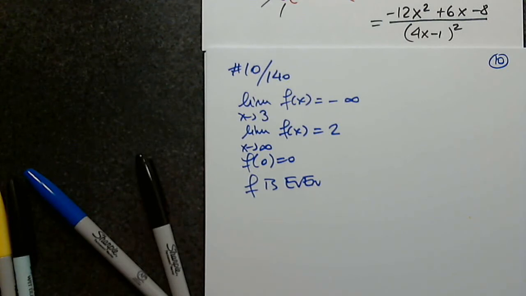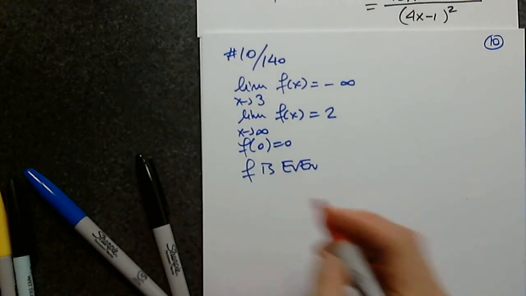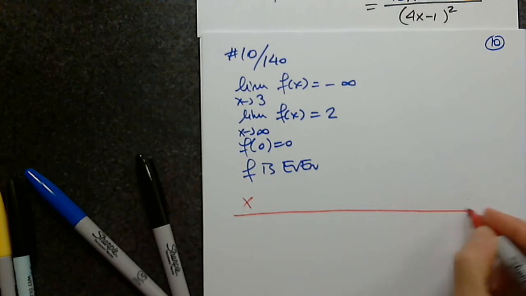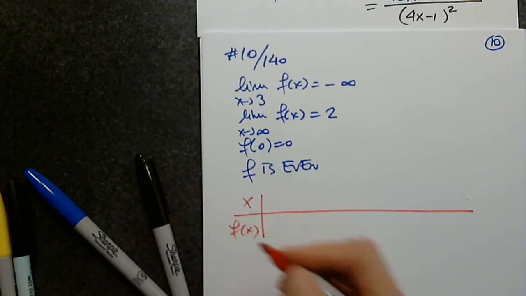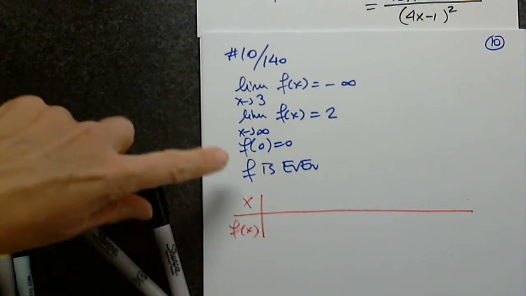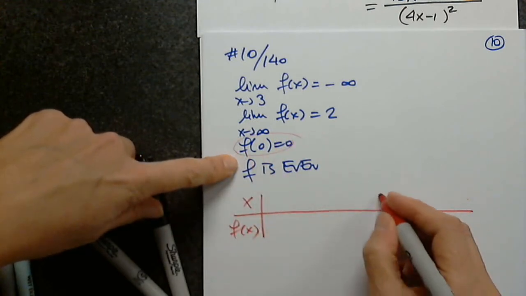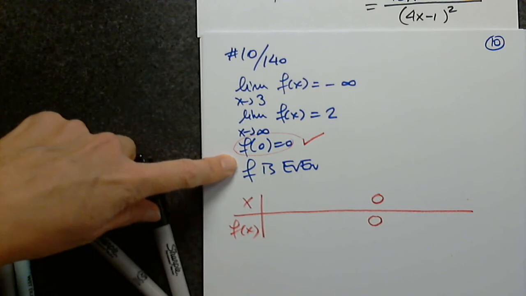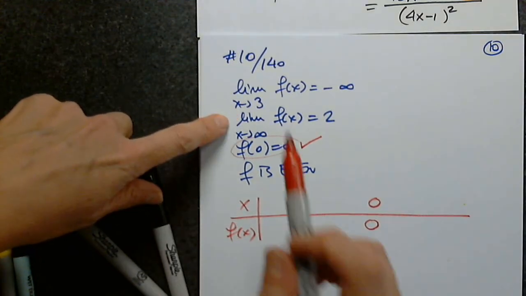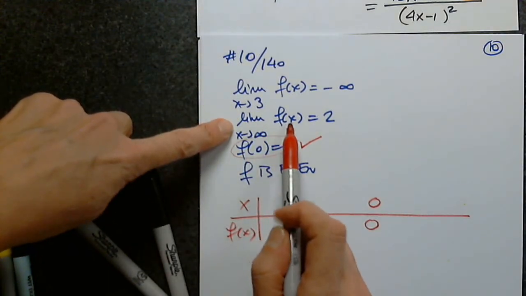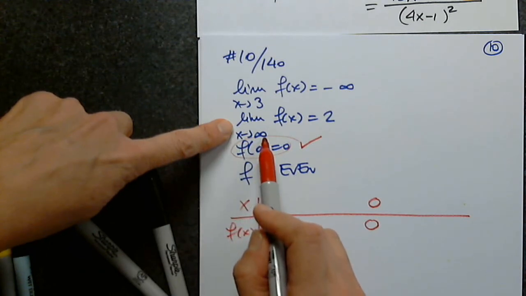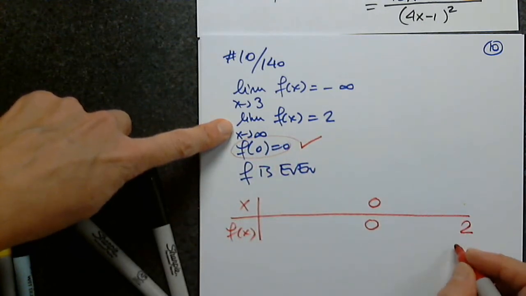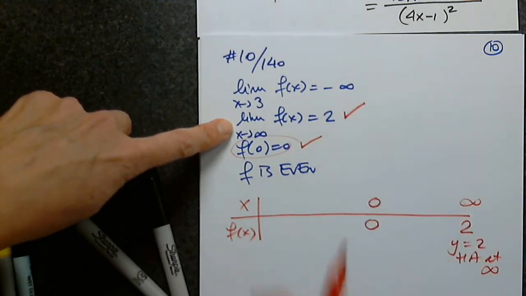Okay, I recommend we summarize the information first with the chart. Yes. And let's start step by step. Here's the first one that I would like to put in. Done. Then I'm told that the limit of f of x as x approaches infinity is 2. I'm going to write what that means. y equals 2, horizontal asymptote at infinity at least.